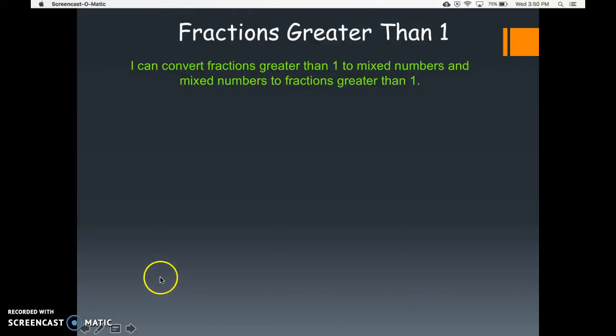Hello again. So today we're focusing on fractions greater than 1. Another name for those would be improper fractions. So your I can statement is I can convert fractions greater than 1 to mixed numbers and mixed numbers back to fractions greater than 1. So let's see what's in store.